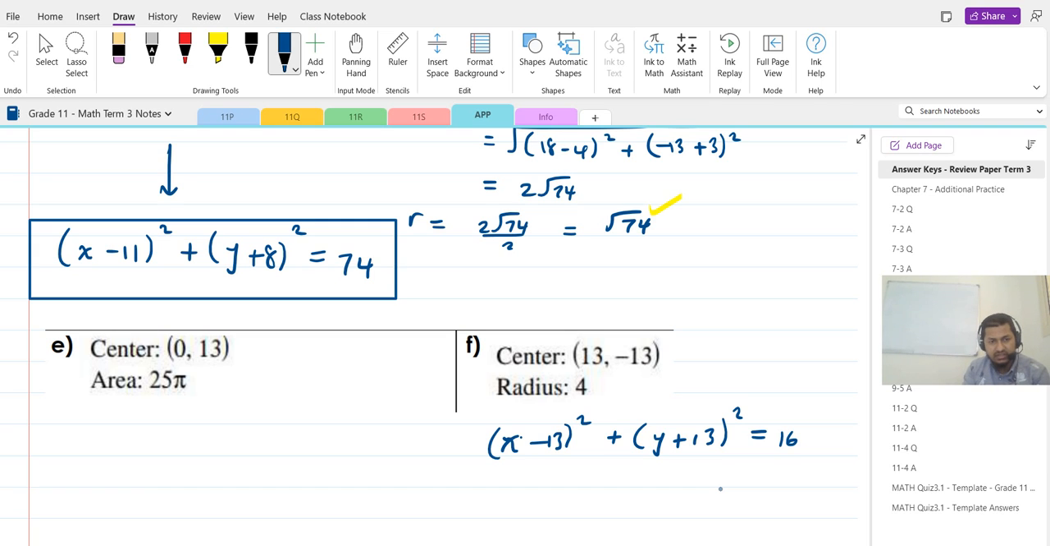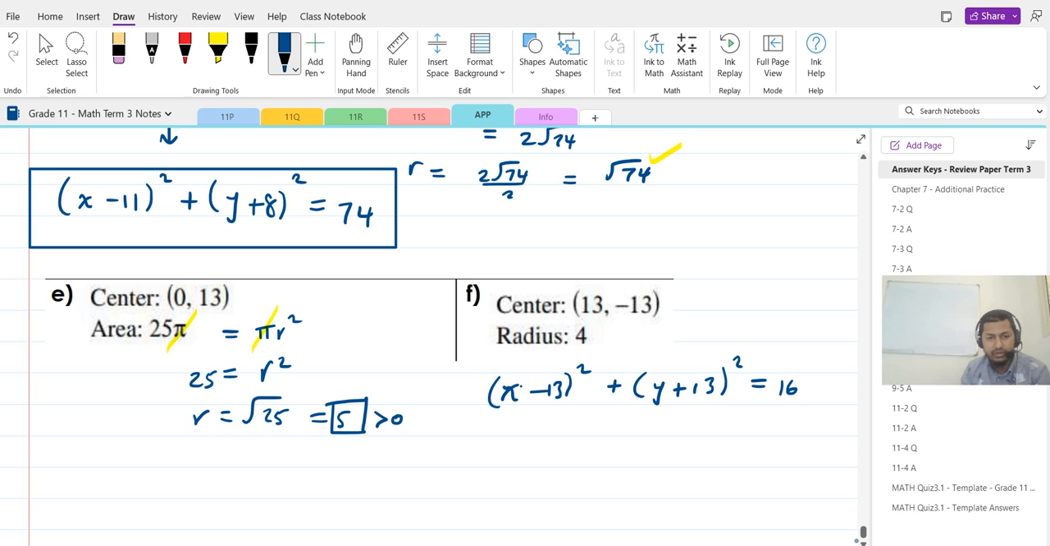The area is 25 pi. What's the area of a circle? The center is 0, 13, and the area is 25 pi. The area of a circle is pi r squared, which is 25 pi. We're going to divide both sides by pi. R squared is equal to 25, so r is equal to the square root of 25, which is 5. Remember, r is positive, r can't be negative. That's the reason we're not putting plus minus. So the center is 0, so x minus 0 all squared, just x squared, plus y minus 13 squared equals r squared. R squared is 25, or 5 squared. And the last one is done.